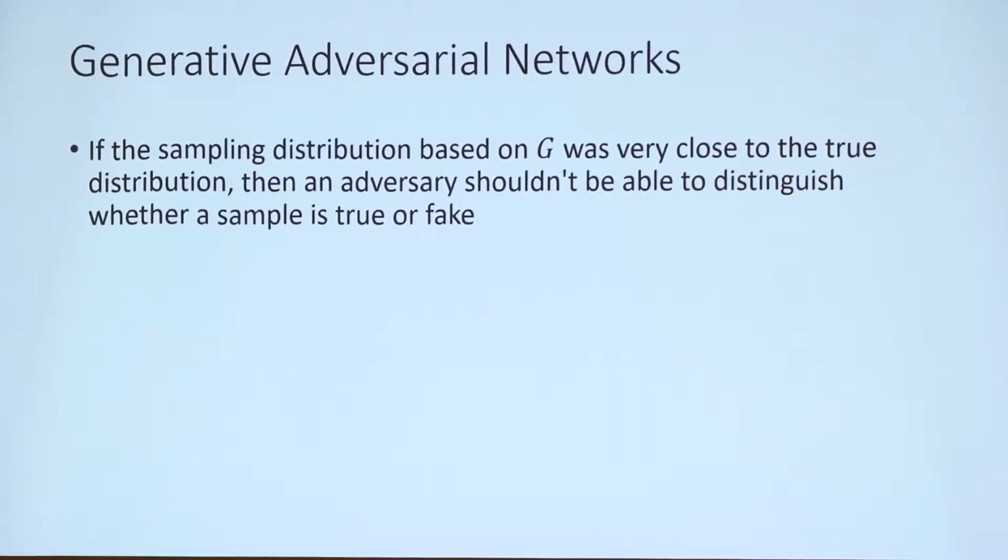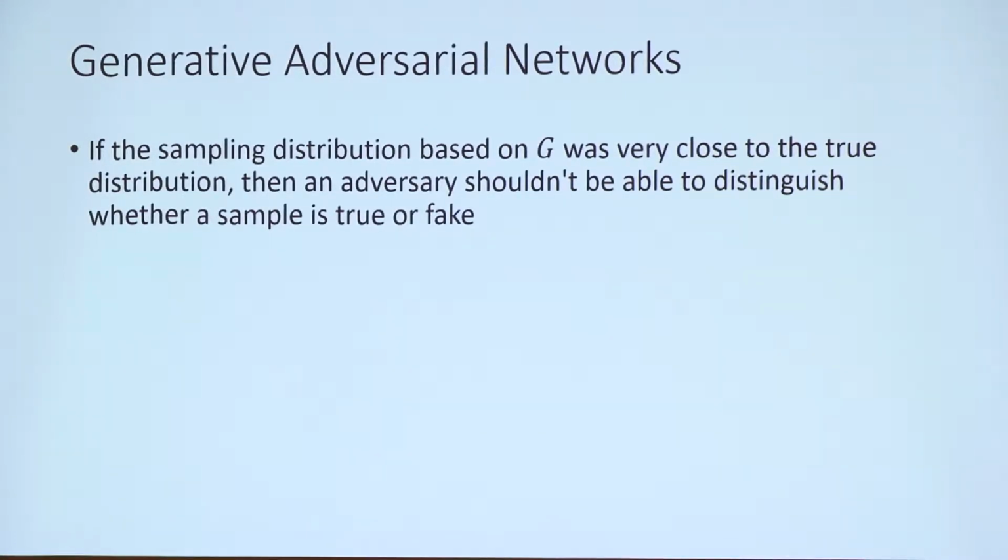If the sampling distribution based on g was actually very close to the true distribution that your real data were generated from, then if I am an adversary, I wouldn't be able to distinguish whether an image that came out of this generator or out of the real training data set came from the generator or from the real training data set. So as an adversary, I wouldn't have this distinguishing ability.